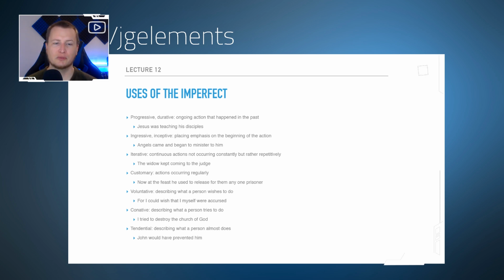So context will help you determine these. There's a customary use where the actions occur regularly or customarily. It's similar to the repetitive, but more like routinely. So the English example, now at the feast, he used to release for them any one prisoner. So you can see they're used to. He used to do this. This was the custom. This was what he regularly did.